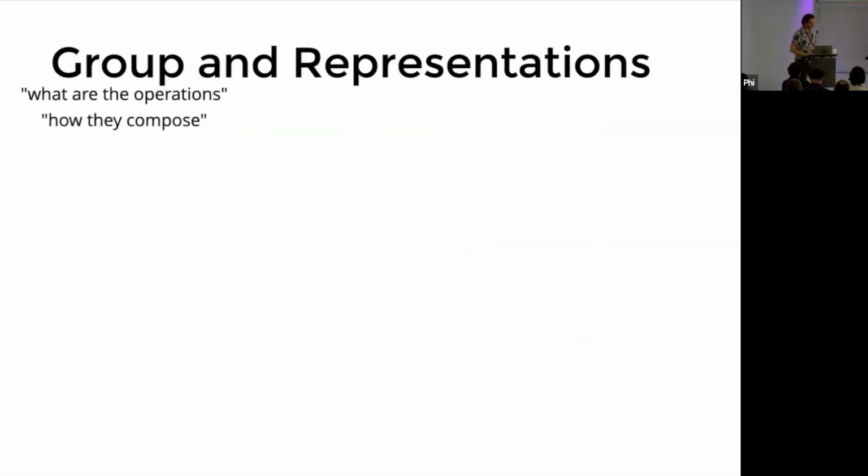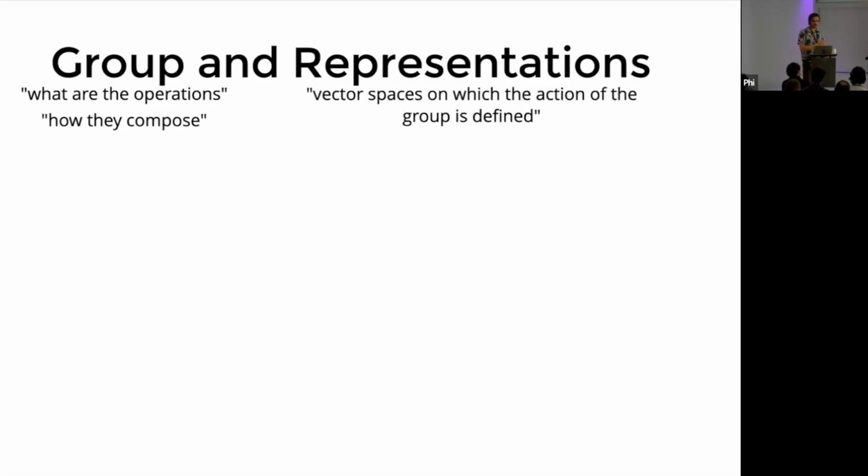So a group describes a set of operations and how they compose. How they compose means if you pick an operation in your set of operations and another one, and you apply the first one and the second one, what do you get? You get the same as if you had picked that composition in your set of operations. It doesn't tell you anything else than that. While a representation tells you how a vector space behaves when you act on it with an operation in your group.